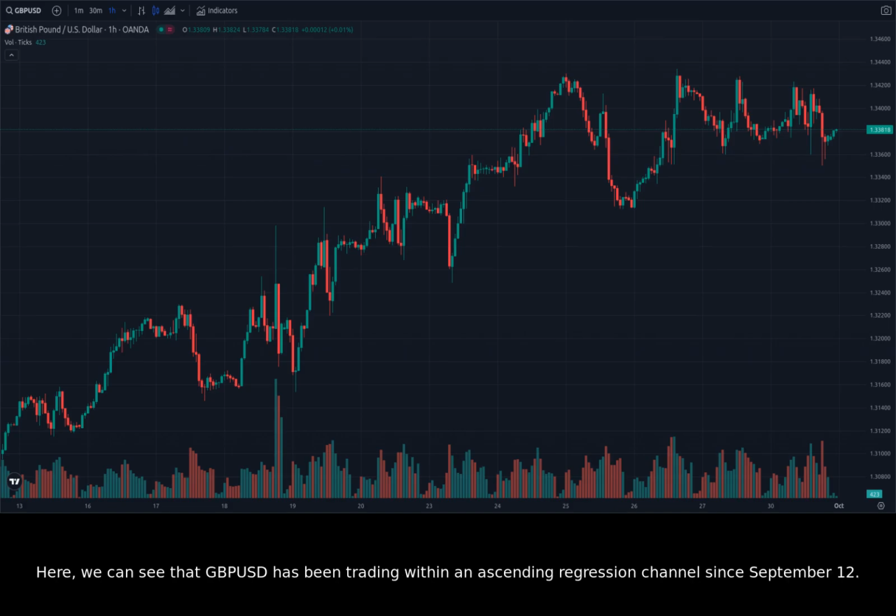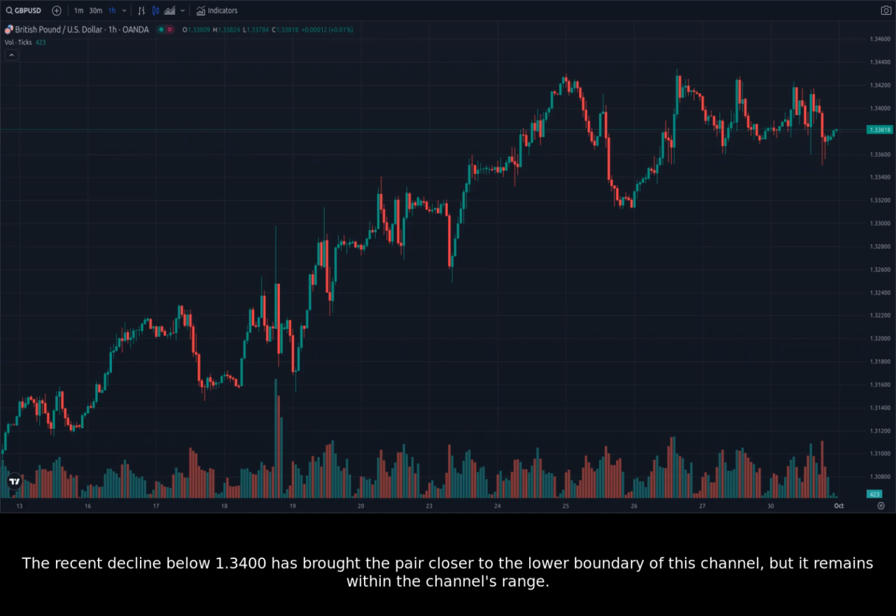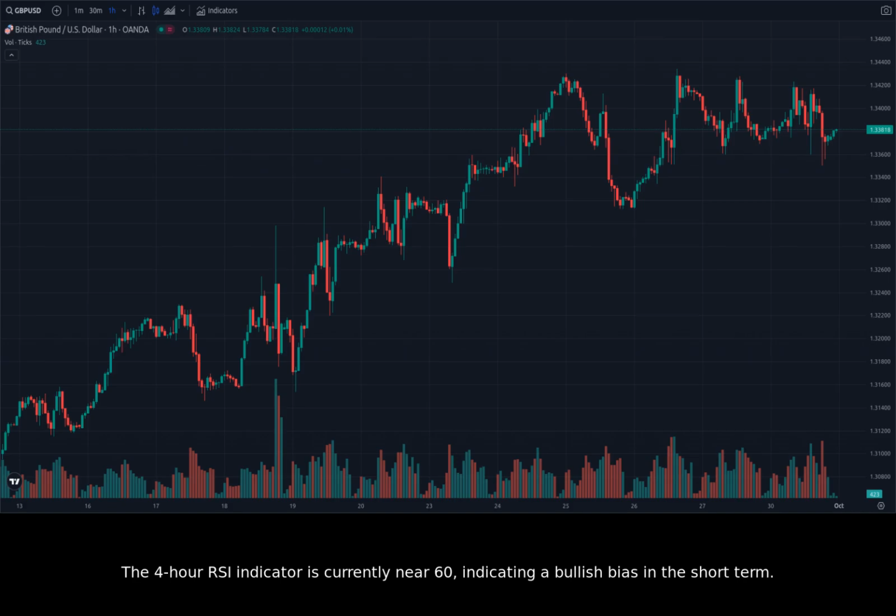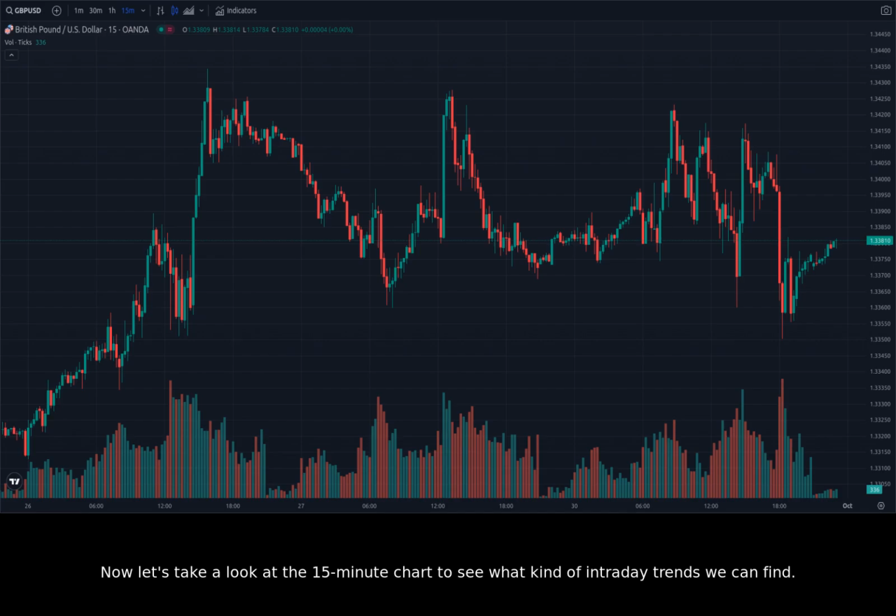Here, we can see that GBPUSD has been trading within an ascending regression channel since September 12th. The recent decline below 1.3400 has brought the pair closer to the lower boundary of this channel, but it remains within the channel's range. The 4-hour RSI indicator is currently near 60, indicating a bullish bias in the short term. This suggests that while there's potential for some short-term pullback, the bullish trend could resume. Now let's take a look at the 15-minute chart to see what kind of intraday trends we can find.